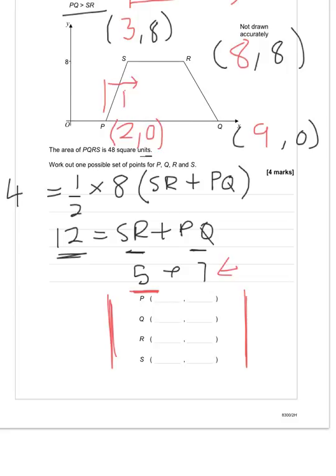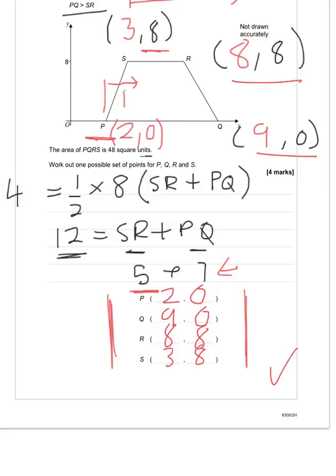So I'm going to fill in these values here. I'm going to say the value of P is 2, 0. The value of Q is 9, 0. The value of the R coordinate is 8, 8. And the value of S is 3, 8. And that completes the question.